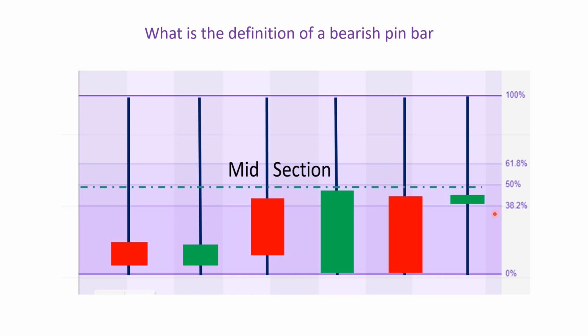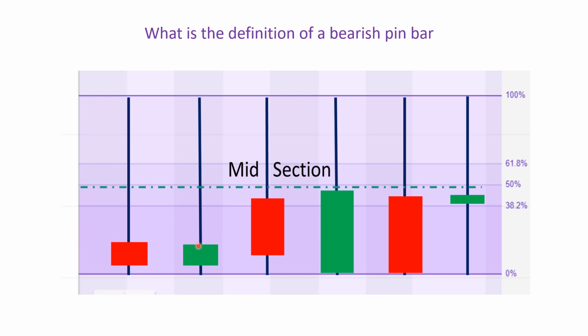regardless of the color. So among these 6 pin bars, this is not a shooting star, this is not a shooting star, this is not a shooting star because the body is not below the 38.2%. This is not a shooting star, but these two are shooting stars, and among these two, this is the strongest bearish shooting star, and after that this is the second strongest.